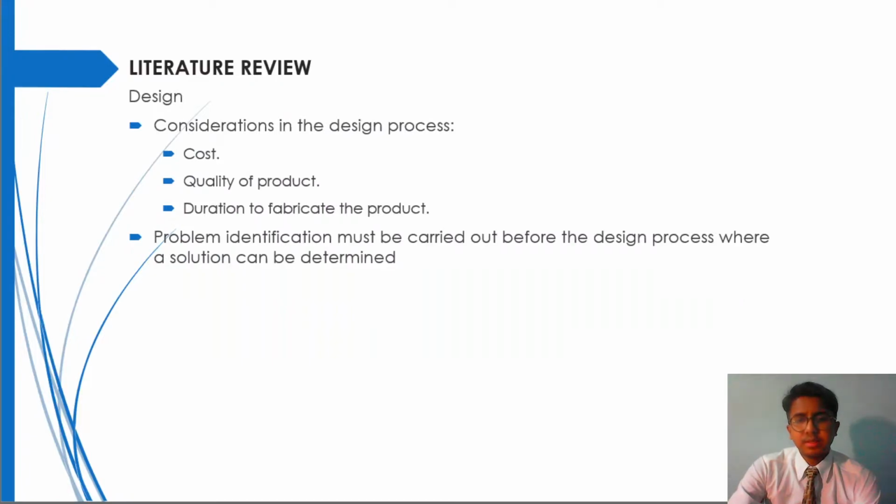For the next literature review is design. There are several considerations that must be taken in the design process. There are cost of the product, quality of the product, and lastly, the duration that must be taken to fabricate the product. Problem identification must be carried out before the design process, where a solution can be determined.